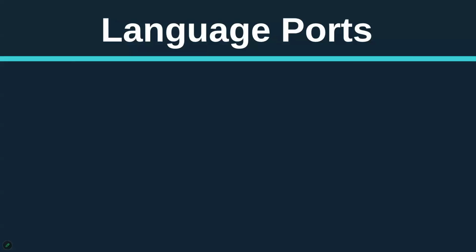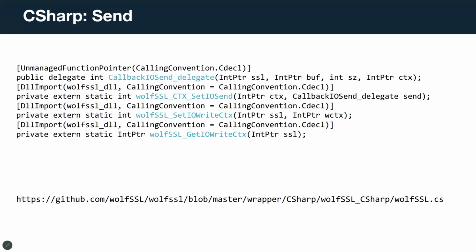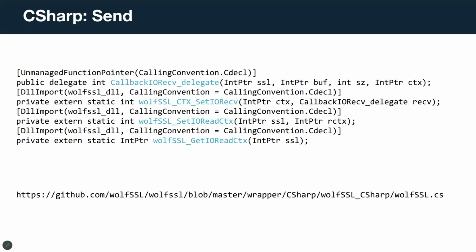Okay, let's look at some language ports. We're looking at send, right? So we're looking at our C# language wrapper that's included as part of wolfSSL. And as you can see, you can create C# callbacks and register them with these APIs. Same thing goes for our C# send callbacks in wolfSSL. You can use these APIs to register callbacks.